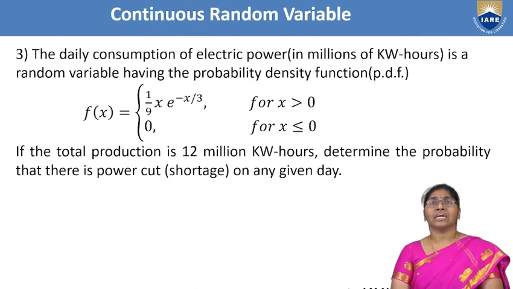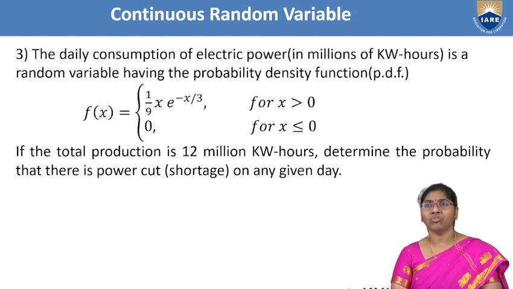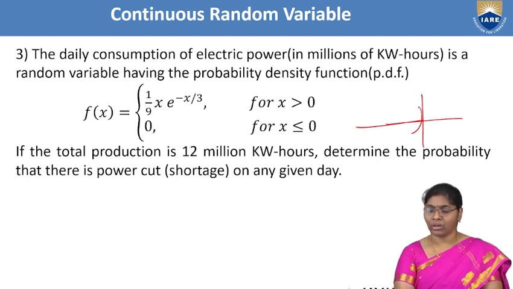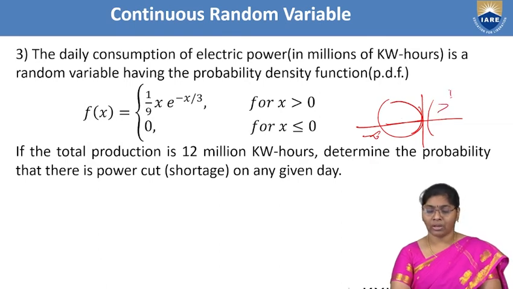And next one. The daily consumption of electric power in millions of kilowatt hours is a random variable having the probability density function. The given data: for x greater than 0, the function f of x equals 1 by 9 into x into e power minus x by 3. If x is less than or equal to 0, it is 0. Above 0, the values are all 1 by 9 into x into e power minus x by 3.